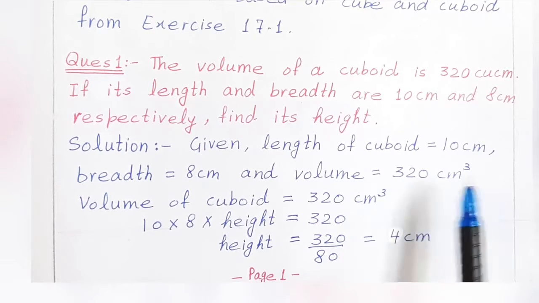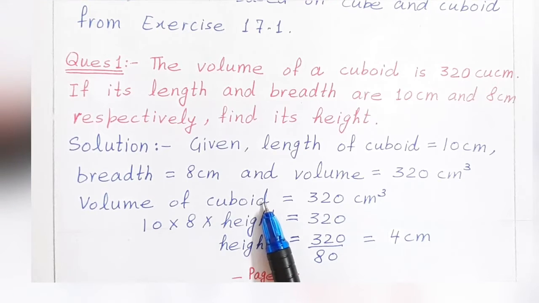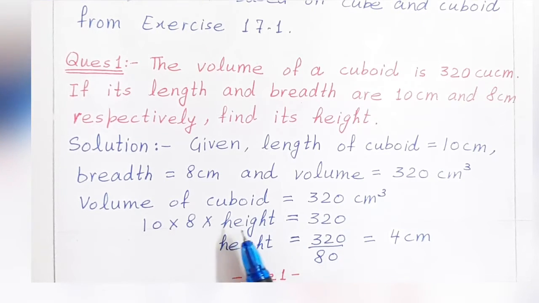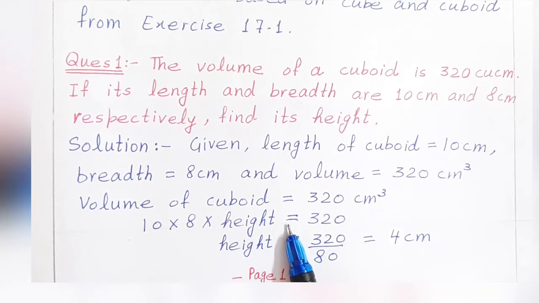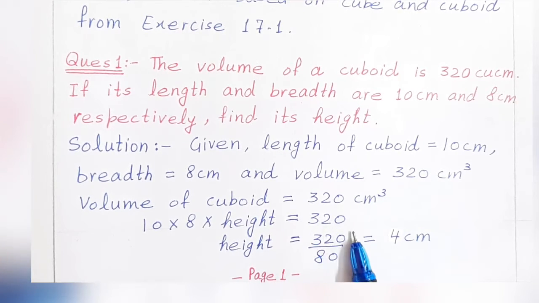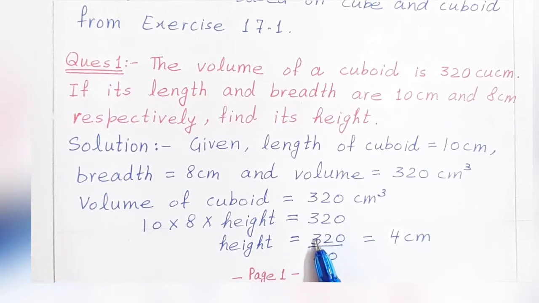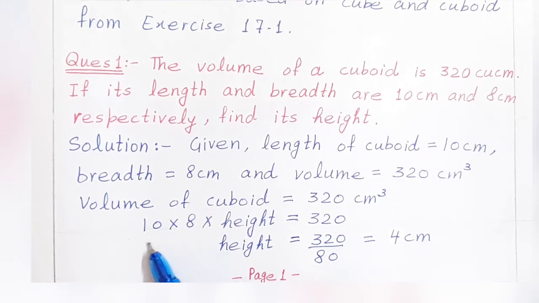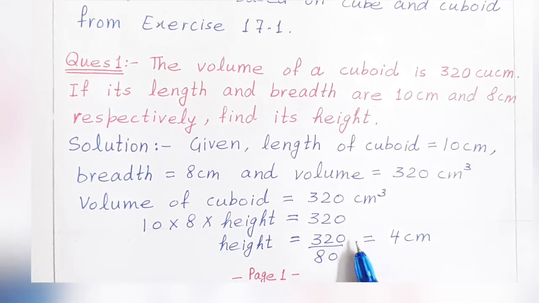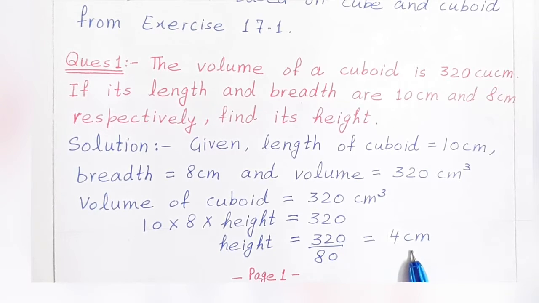Now students, volume of cuboid is length into breadth into height, which is already given to us as 320. Clear? So, height will be volume upon length into breadth, that is 10 into 8, which is 80. So 320 upon 80 is equal to 4 centimeter. Therefore, height of the given cuboid is 4 centimeter. Clear?